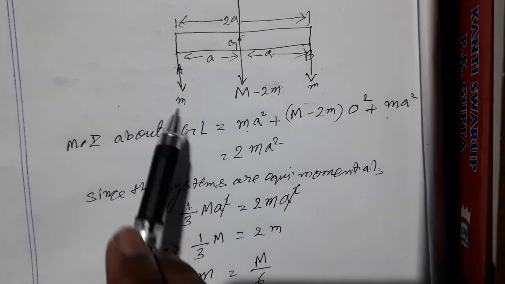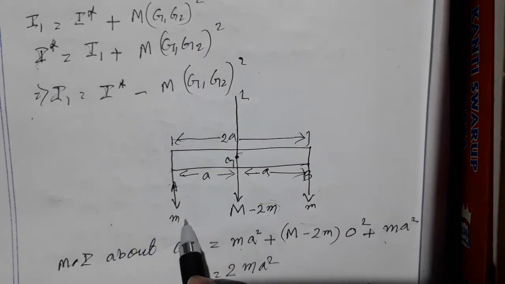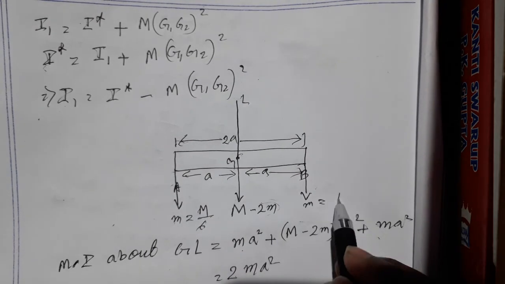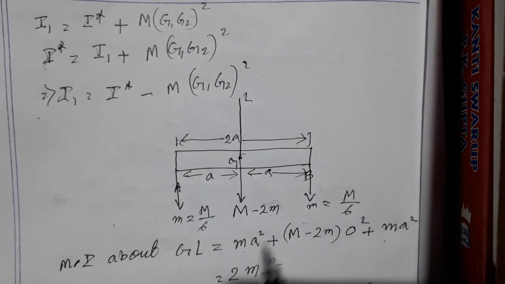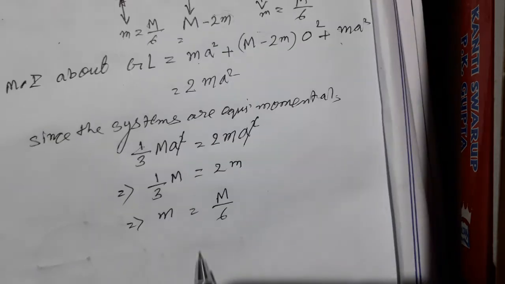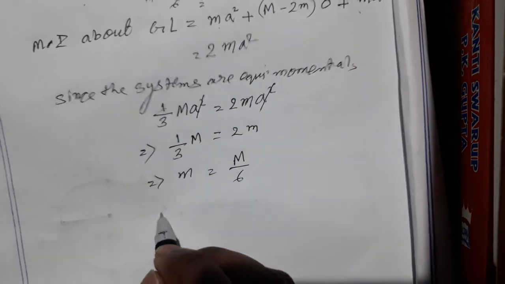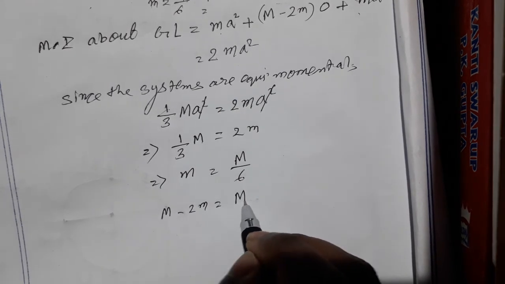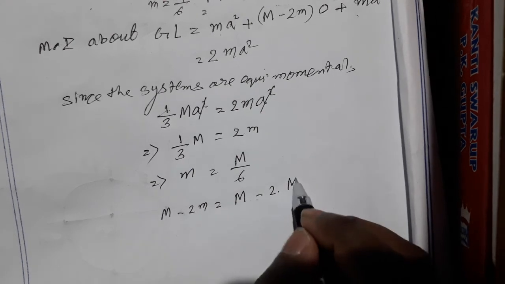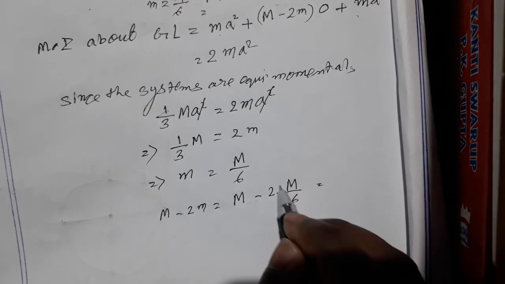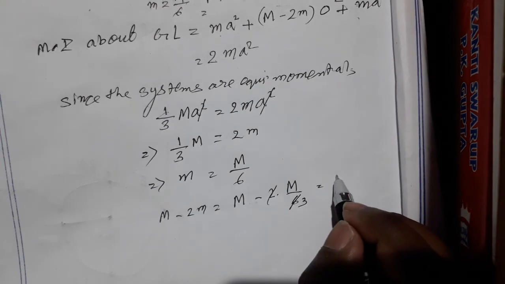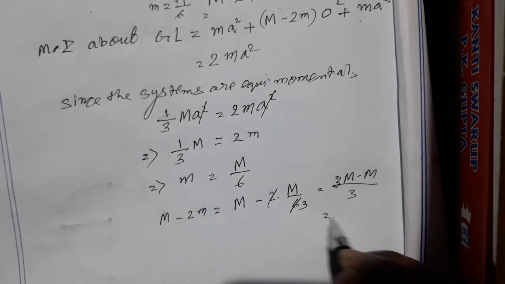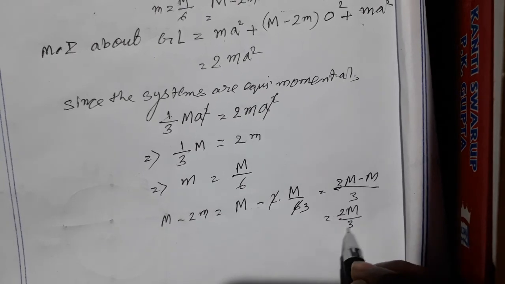So what mass will we put here? The mass which we will put here is nothing but M by 6, and here also it will be M by 6. Then what mass will you put at the centroid? So we can calculate this. M minus 2m, where m is M by 6. So the LCM will be 3, and we get 3M minus M divided by 3. So this we get 2M by 3.